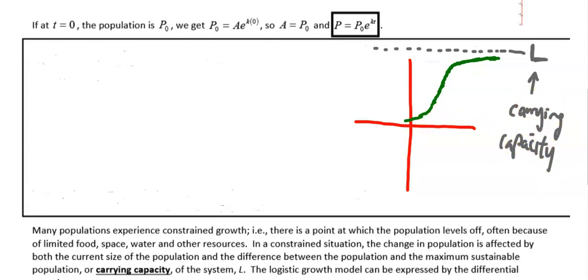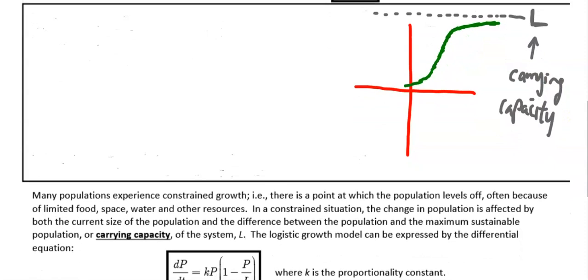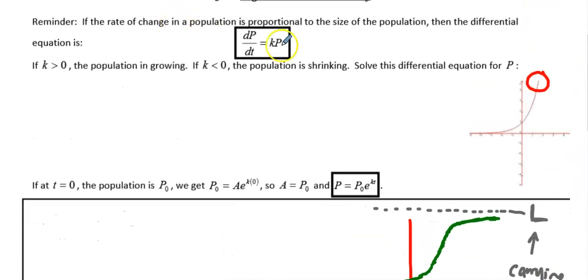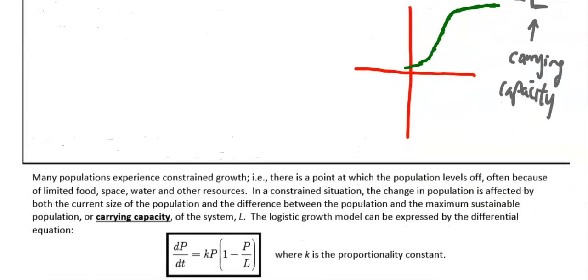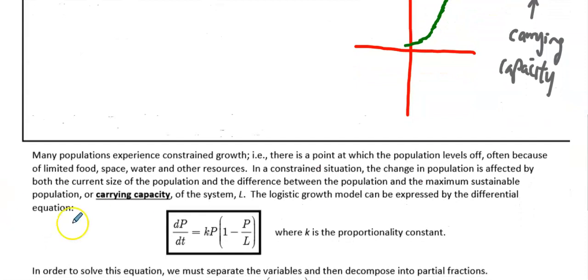Let's go to the bottom here and talk about what the equation looks like. If we don't have a bound, we've looked at exponential growth: dP/dt equals kP. If we actually have a bound, then here's our new formula, where k is still the constant that we talked about previously. This is going to be a population, times 1, which represents 100%, the highest it can be, minus the population over the carrying capacity.